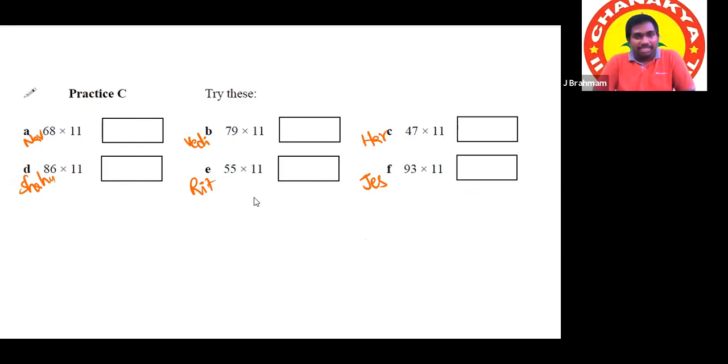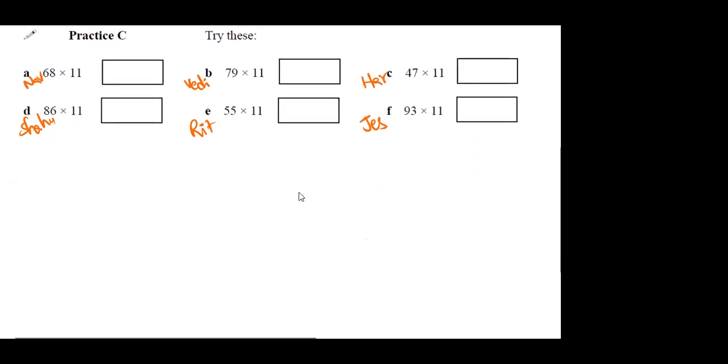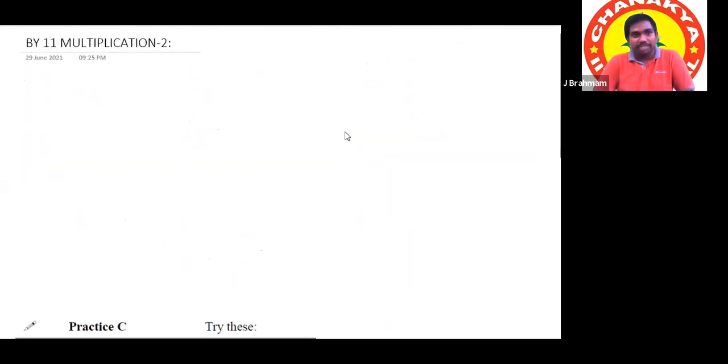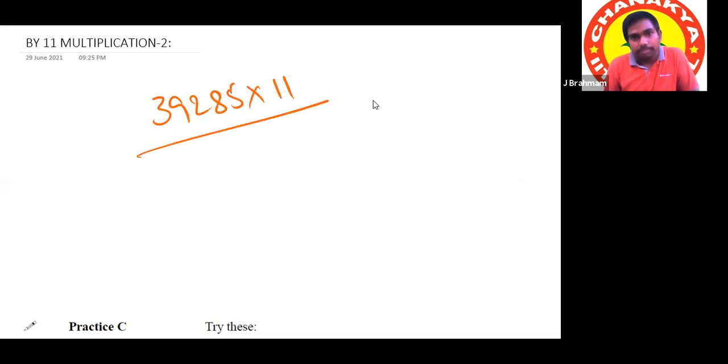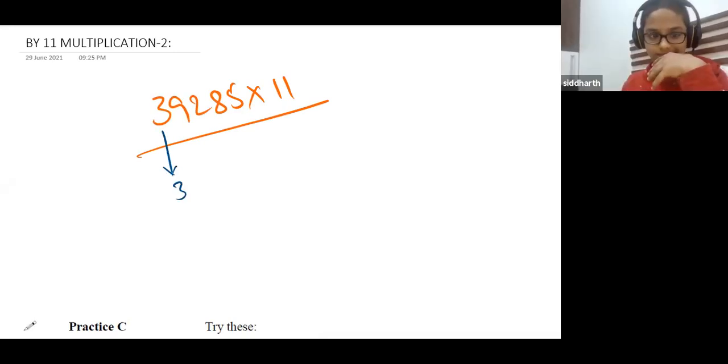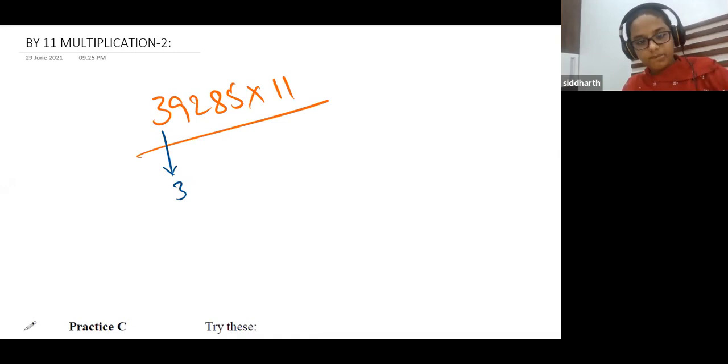What if a double digit is there? We don't carry over. Just see, if it is 39285 into 11, if it is the case, take 3 as it is. Just listen to me first.